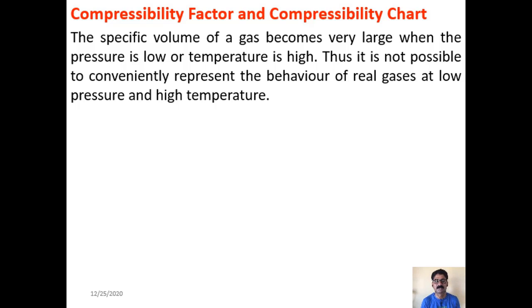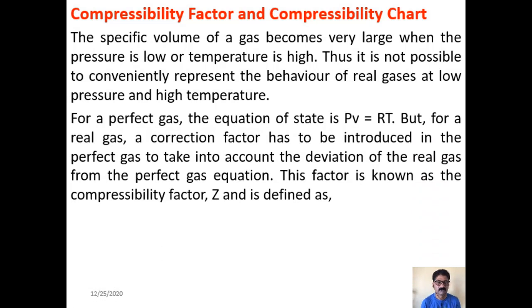So we know that the specific volume of the gas becomes very large at low pressure and high temperature. Therefore, it is not possible to conveniently represent the behavior of the real gases at low pressure and high temperature because of having high specific volume. You know that for a perfect gas, the equation of state is PV = RT. But a real gas doesn't obey this equation. So a correction factor has to be introduced to take into account the deviation from the perfect gas equation.